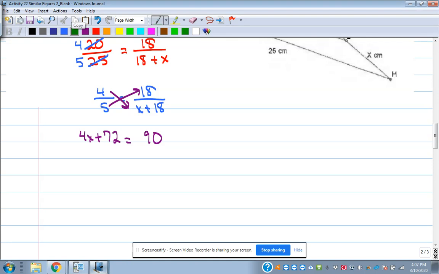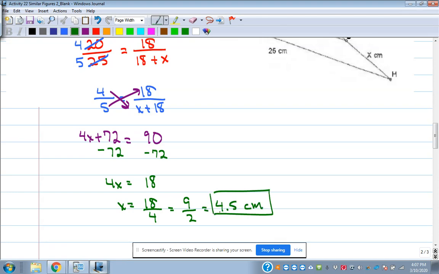So distributive property there, which is a whole algebra concept, but definitely probably 6th grade standard. Minus 72. 18. 18 over 4 reduces to be 9 over 2, which is 4.5, right? 4.5 centimeters.